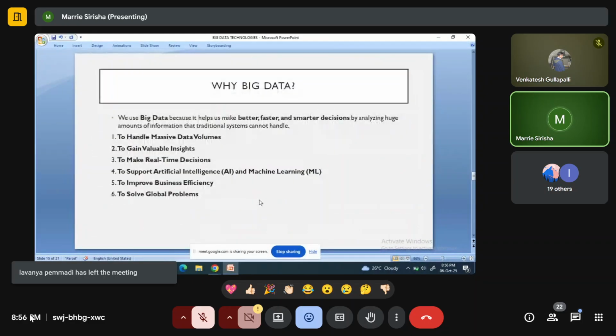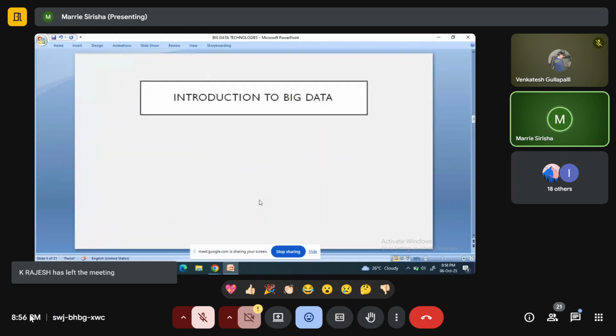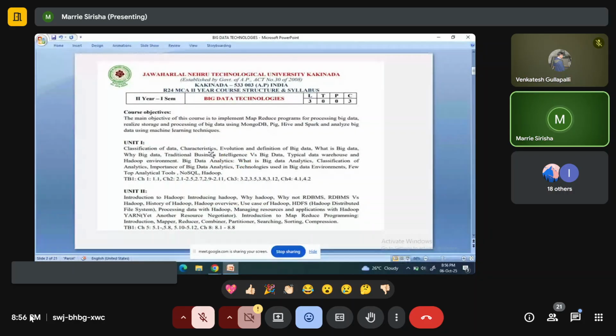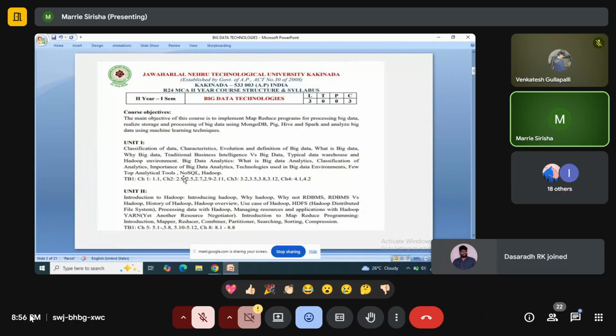This is about the first part of your syllabus. So we are completed with classification, characteristics, evolution, and definition. What is big data and why big data? Traditional business intelligence versus big data. Yes, the typical warehouse I have explained to you, and the Hadoop environment, right? So these are the first part of your first unit.